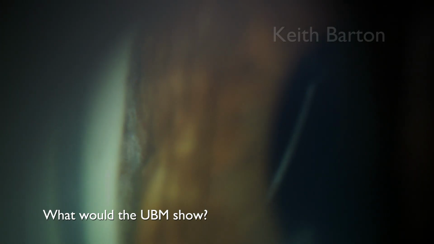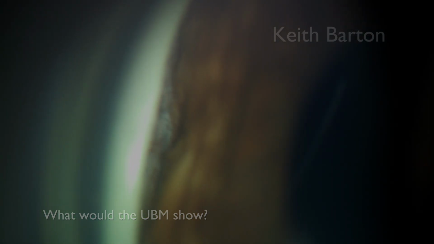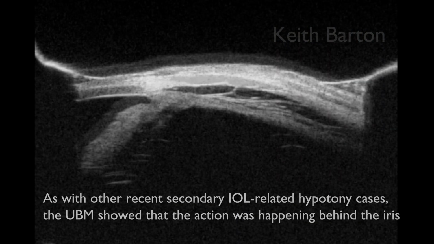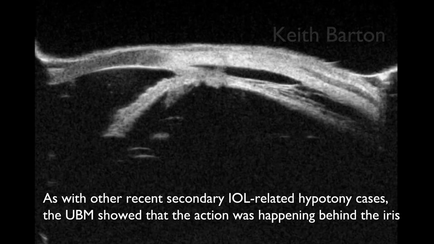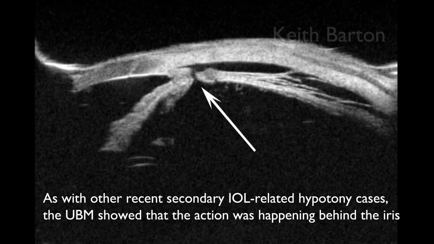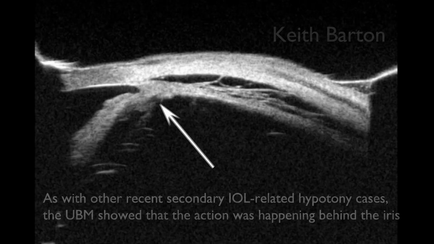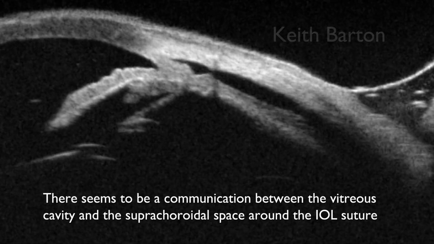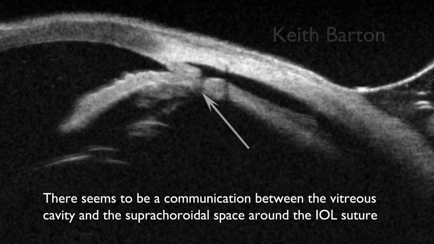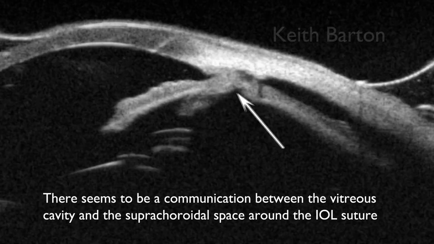What would the UBM show? As with other recent secondary IOL-related hypotony cases, the UBM showed that all the action was happening behind the iris. There seems to be a communication between the vitreous cavity and the suprachoroidal space around the IOL suture.